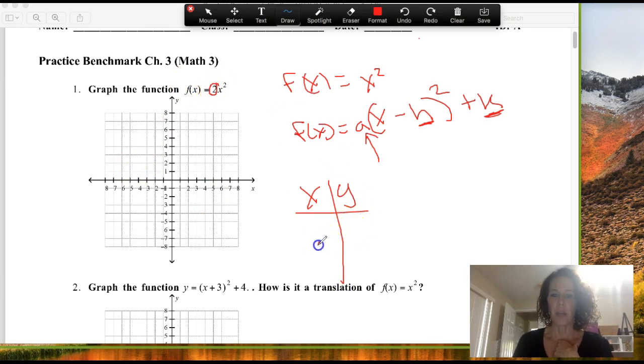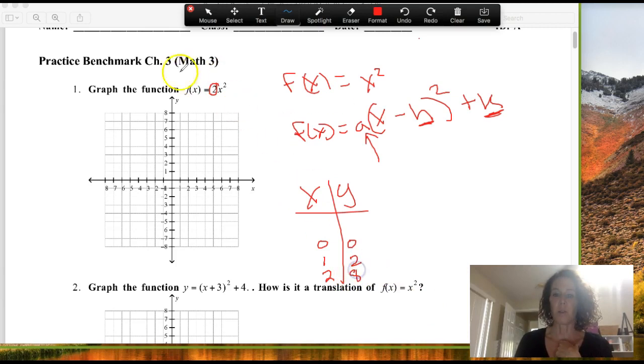If I start with 0 and I plug in 0 into this function, 0 squared is 0, 0 times 2 is 0. What happens when I plug in 1? If I plug in 1, 1 squared is 1, and then I'm going to multiply it by 2. So instead of being 1, 1, I'm going to have 1, 2. It's going to go up higher quicker. Plug in 2. 2 squared is 4, and then 4 times 2 is 8.